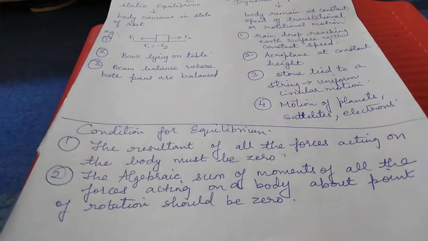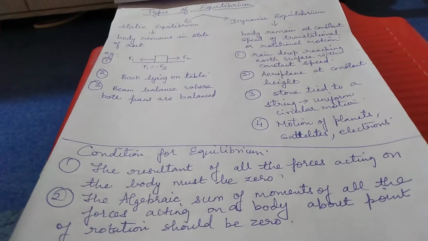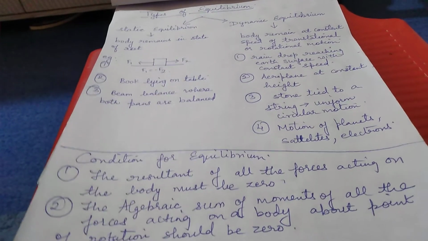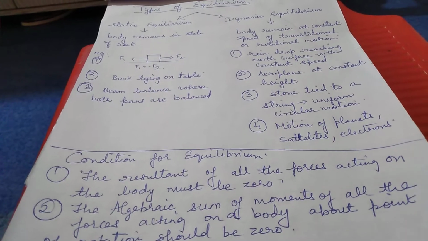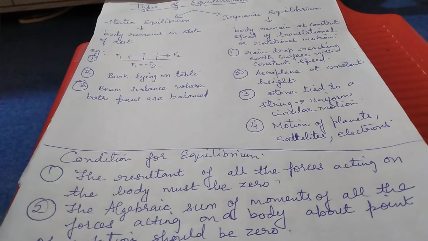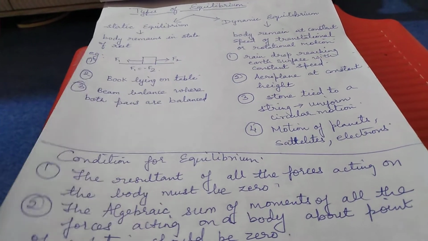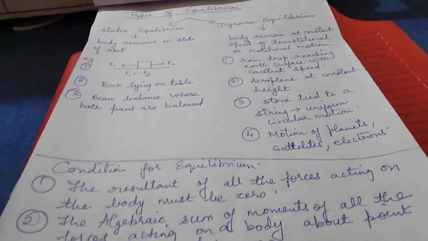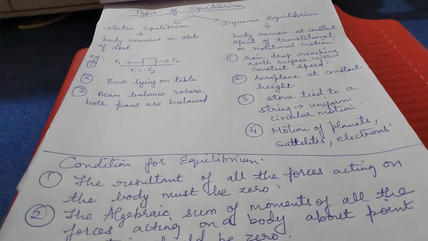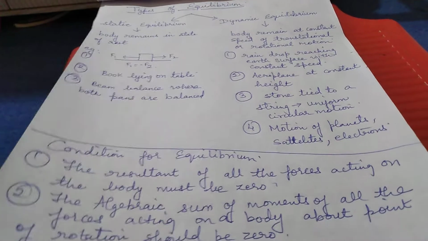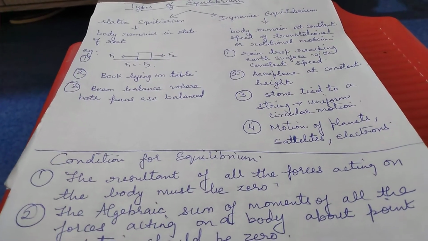Now what is the condition required for the equilibrium? Now for translational motion, for a linear motion, very simple, whether it is in the state of rest or it is in the state of a linear motion, the resultant of all the forces acting on the body must be 0.